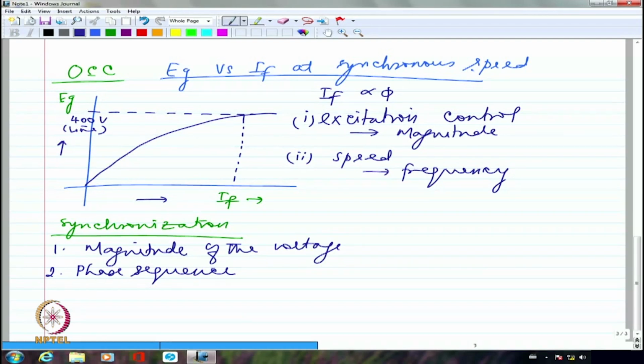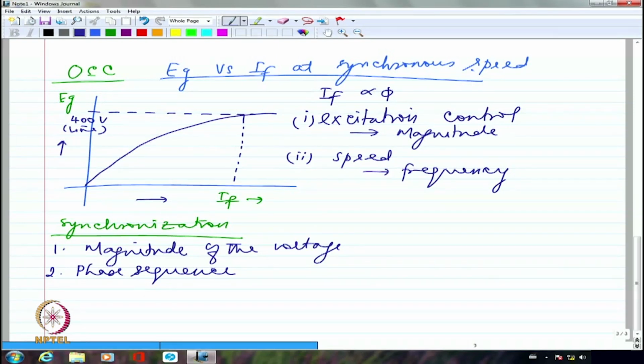Then what should I do? I will adjust IF. Both of them play a vital role, no doubt. But mainly I am going to look at the excitation because it will not affect the other parameter. That's the reason. Right? So I have to match the phase sequence as well. If the phase sequences are not matched, I'm going to have a big problem.